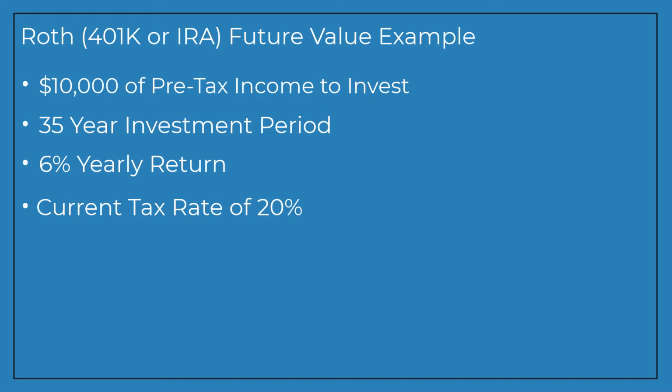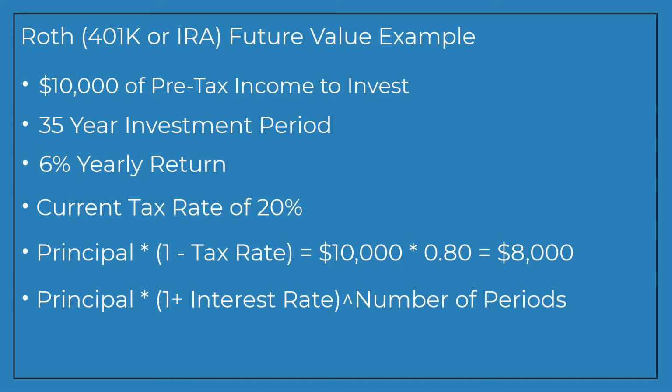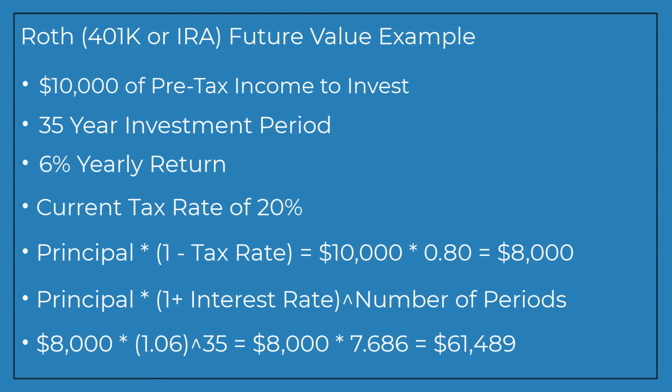And because you have to pay taxes now, we multiply the principal of 10,000 times 1 minus the tax rate of 20%, which gives us an after-tax investable amount of $8,000. Next, we multiply 1 plus the interest rate to the power of the number of periods, which is 1.06 to the 35th power, and that's going to give us 7.686. And then lastly, we'll multiply that times the principal of $8,000, which gives us $61,489 at the end of 35 years.